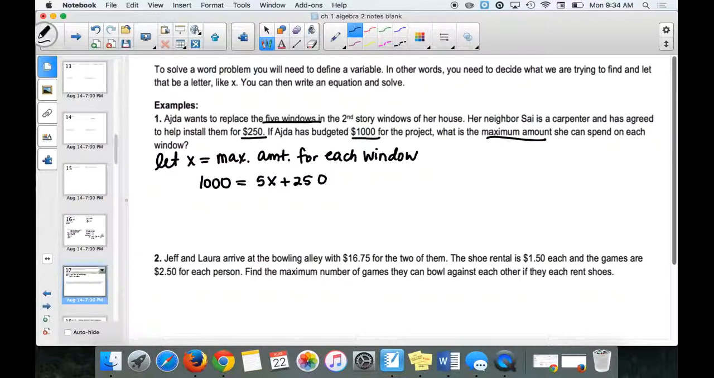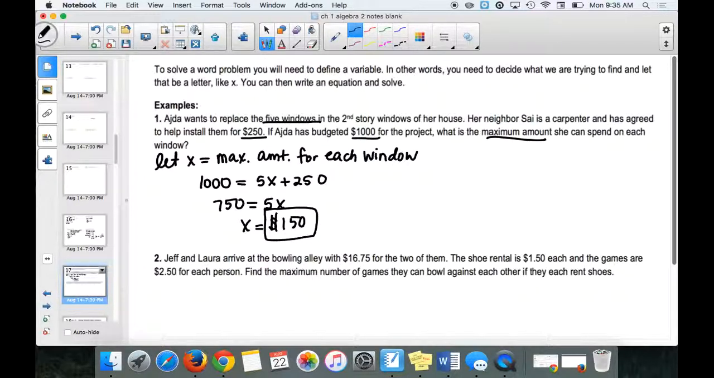So let's subtract the 250 over. And we divide by 5. What do we get when we divide by 5? Do you guys know? Yeah, 150. So that means that when she's searching for windows, she doesn't want to spend more than 150 for each window because then she's going over budget, right? So she's kind of keeping that 150. That's my max amount for each window as she's looking.